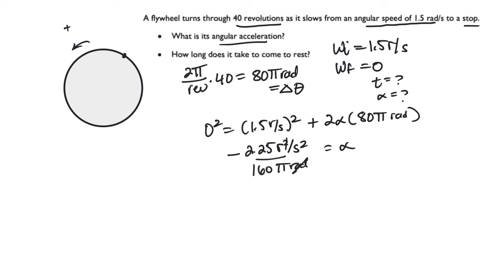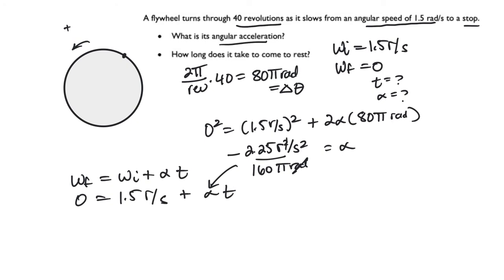Now, notice my alpha is negative and my omegas are positive, so that's consistent with slowing down, because when they're opposite, I slow down. Now, if I want to get how long it takes to come to rest, I just do omega final equals omega initial plus alpha t. Omega final is 0, omega initial is 1.5 radians per second, plus alpha, which I plug in, and I solve for t. So that's how you do these. They're not so bad. They're just like kinematics, but with rotational variables.